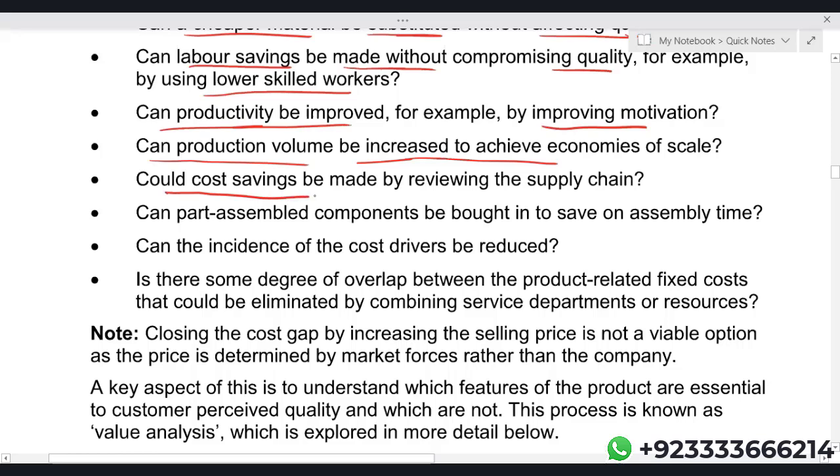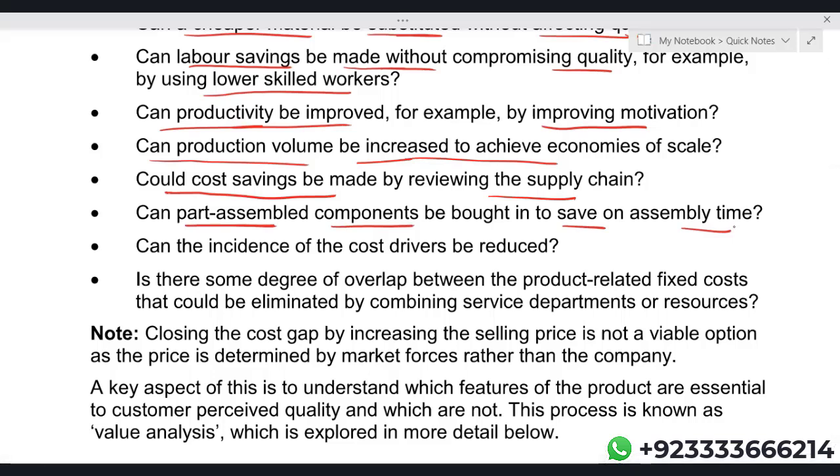Could cost savings be made by reviewing the supply chain? Like I told you, is it possible to change the supplier? So simply, just review the supply chain. Is it possible to reduce the cost? Can part-assembled components be bought to save assembling time? Is this possible? It's possible.